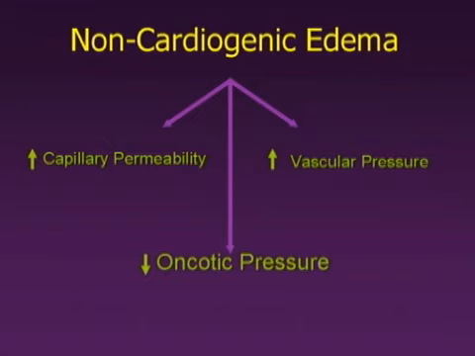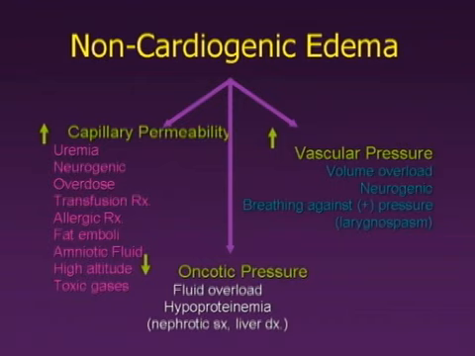Non-cardiogenic edema can be looked at in terms of etiology as due to 3 broad categories of disease. It could be due to increased capillary permeability, increased vascular pressure, or decreased oncotic pressure. And there's a host of entities that fall into each of these categories. I'm not going to read this list, but there's a lot of entities which cause the capillary permeability to increase with seepage of fluid into the lung due to that.